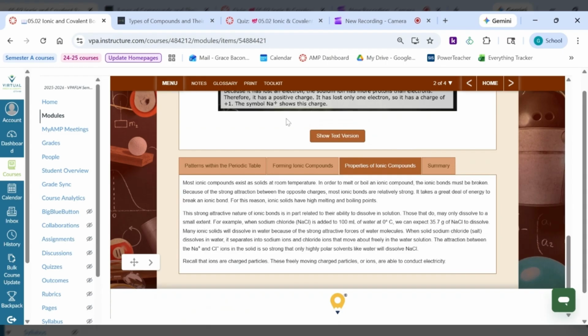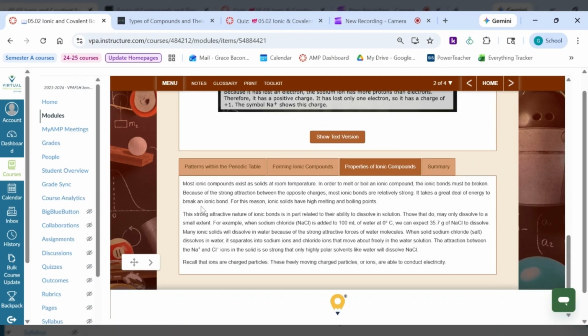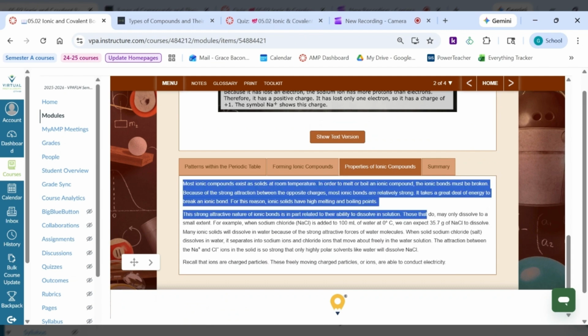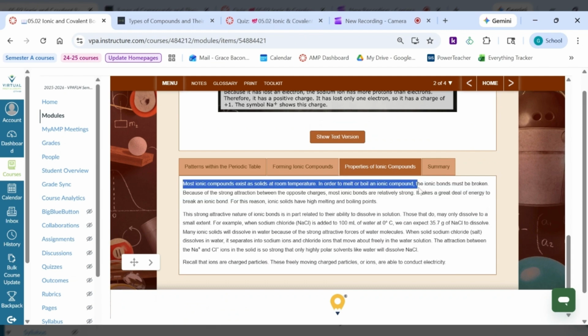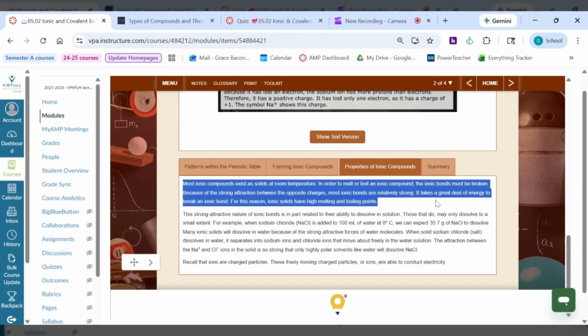So I'm going to actually fill this one out with you. So let's see what we find. It says most ionic compounds exist as solids at room temperature. In order to melt or boil an ionic compound, the ionic bonds must be broken. Because of the strong attraction between the opposite charges, most ionic bonds are relatively strong. It takes a great deal of energy to break an ionic bond. For this reason, ionic solids have high melting points and boiling points.